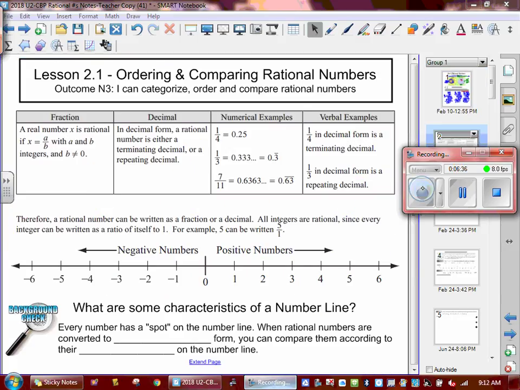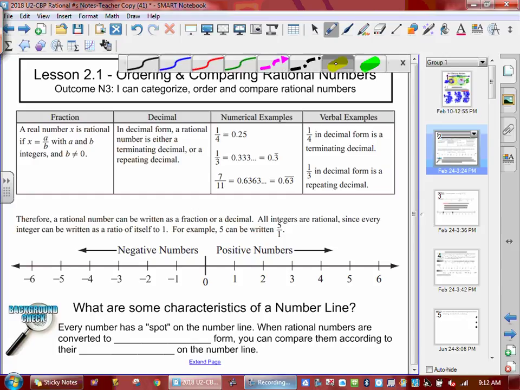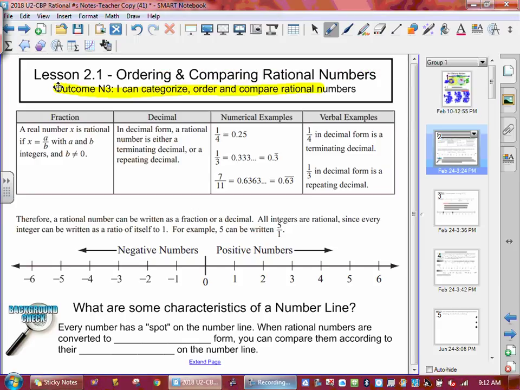Okay. So one of the things that you're going to notice is every lesson has an outcome that we are working on, and they're numbered according to the Alberta government. So the one we're working on right now is called Outcome N3. And what we're doing is we can order and categorize rational numbers. So we want to be able to compare them and order them. So the ones we're worried about are definitely all of our fractions and rational numbers. This unit is dealing with fractions and decimals.